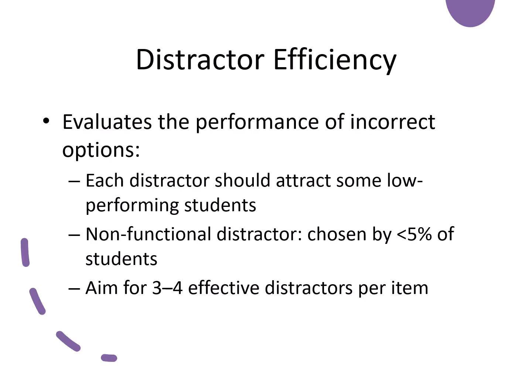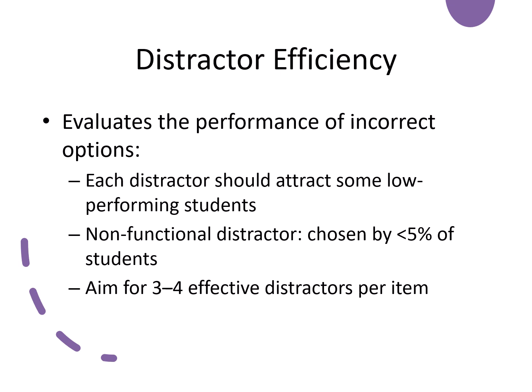Now we come to the metric of distractor efficiency, which evaluates the performance of incorrect options. Each distractor should attract at least some low performing students. So there should be no distractor which has not been chosen by any of the students. In item analysis, non-functional distractors are those that are chosen by less than 5% of the students, or are not chosen at all.